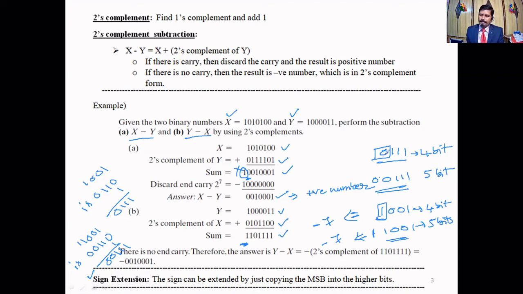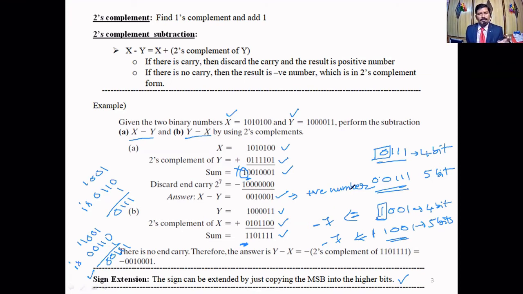So if it is a positive number, 0, extend. That's all. If it is a negative number, 1, you copy. Suppose if you want to convert into 16 bits, the remaining are all ones only. The value will not change, right? That is sign extension. The sign can be extended by just copying the MSB into the higher bits, right? This is all about binary numbers: if you consider binary number subtraction, then 1's complement, 2's complement.